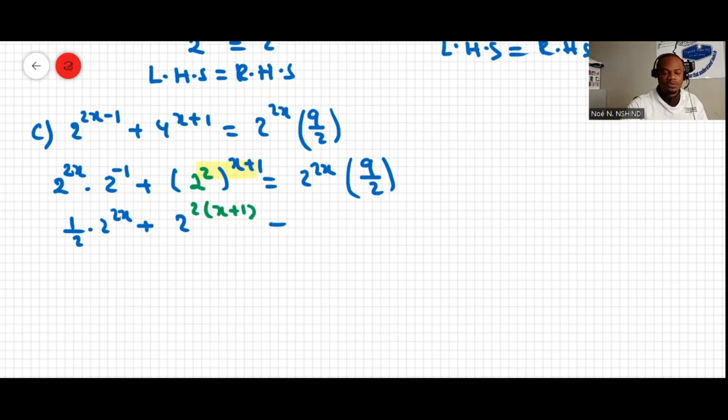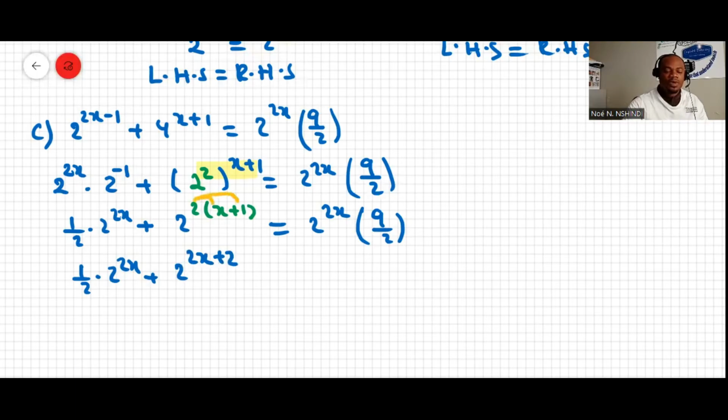And then this is equal to 2 to the 2x multiplied by 9/2. And then that makes a half times 2 to the 2x plus 2 to the 2x plus 2, because it's going to be 2 times x and then 2 times 1 there. And then this would be 9/2 multiplied by 2 to the 2x. I can write the constant in front.